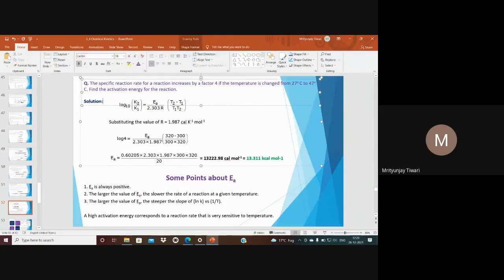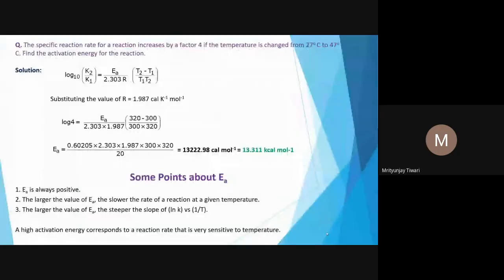And so what we see again, just a minor typing error. I think anyway this is not editable. So anyway one can just write log K2 by K1; this K should be in the smaller case letter. So log K2 by K1 is equal to EA upon 2.303 R, T2 minus T1 divided by T1 into T2. The same equation we are following in all the numerical problems.